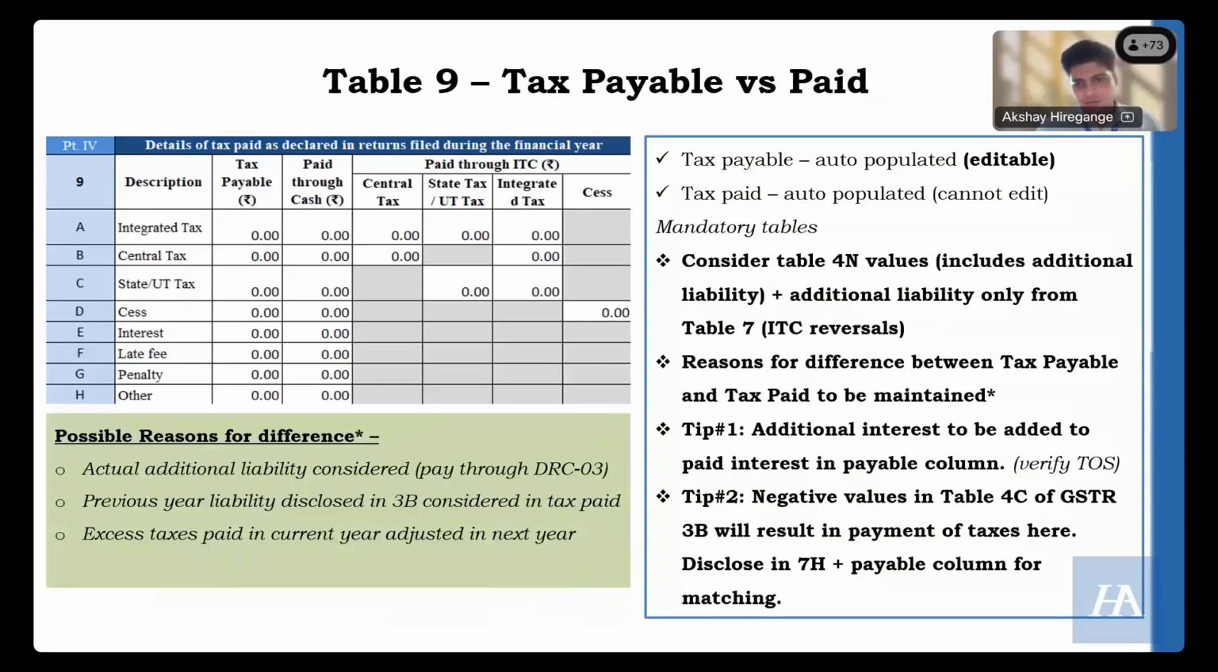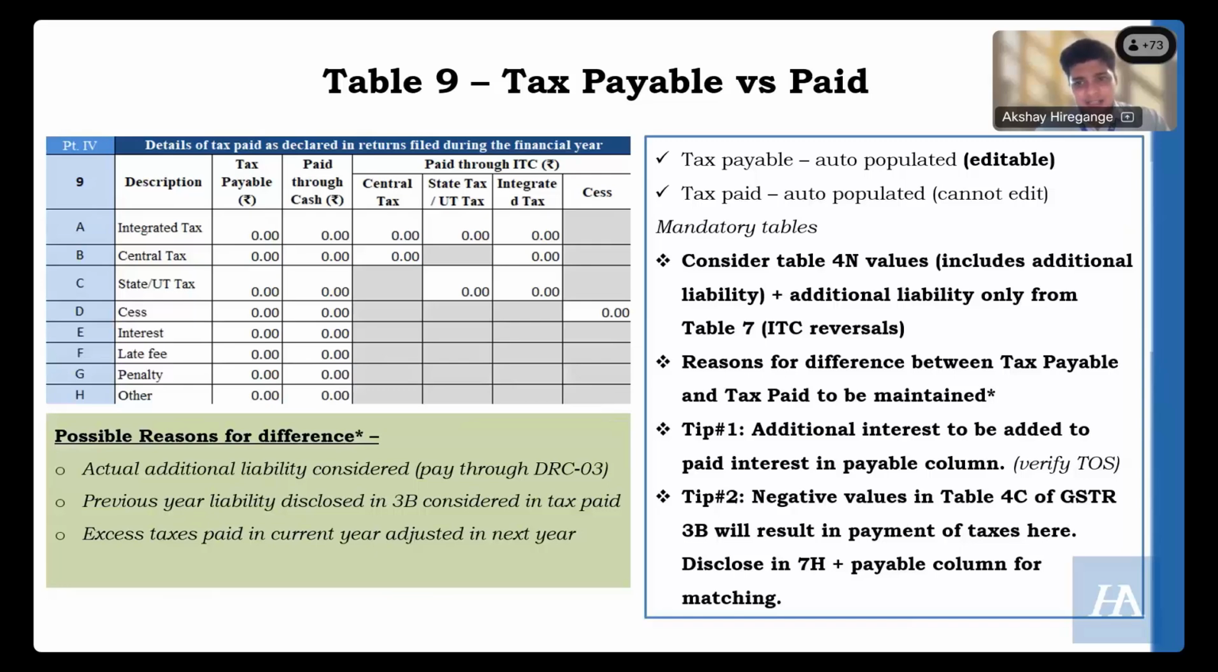So I will move into a few of my balance slides. I have 5 minutes left. First and foremost, with respect to tax payable versus tax paid, because we are adding liability in table 4 and table 5, anything that was missed out will automatically come into your tax payable columns.